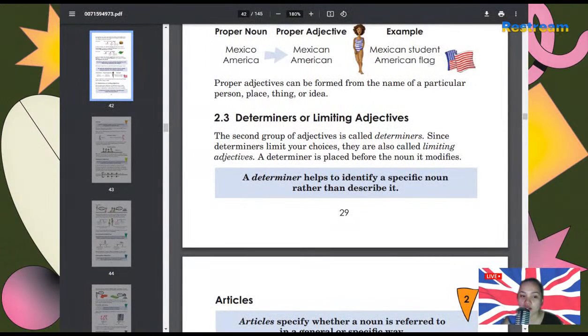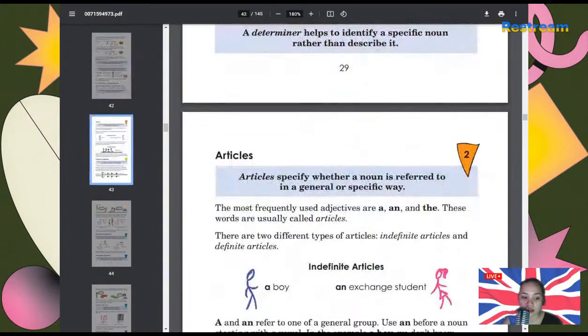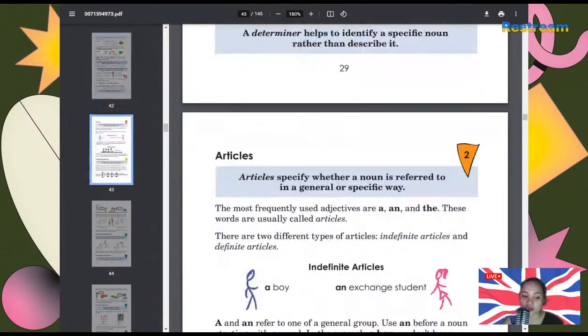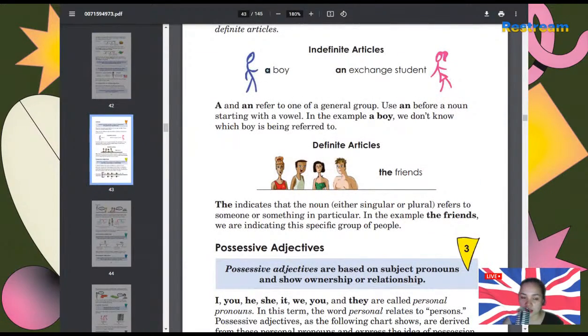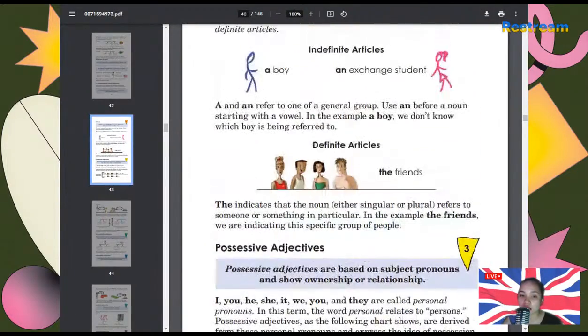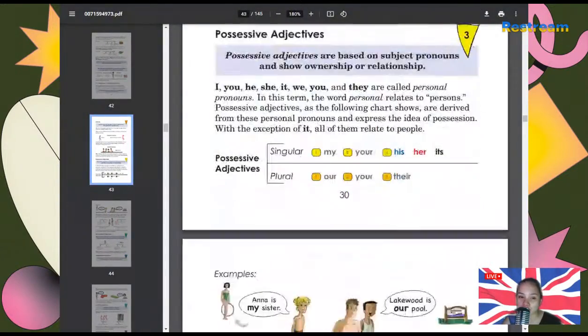Okay, there you go. So, determiners or limiting adjectives. Since determiners limit your choices, they're also called limiting adjectives. These are the determiners that are placed before the noun it modifies. Like this, a and an. So that's one of the limiting adjectives.